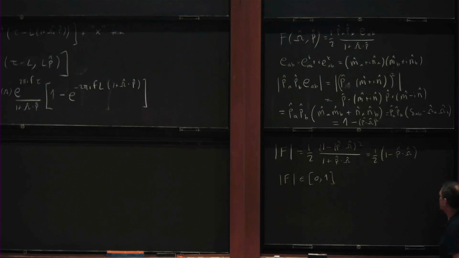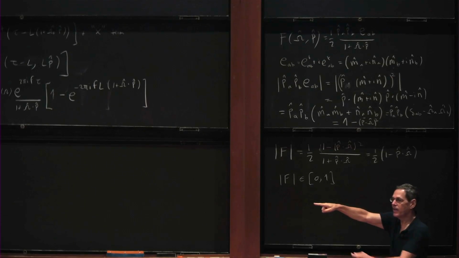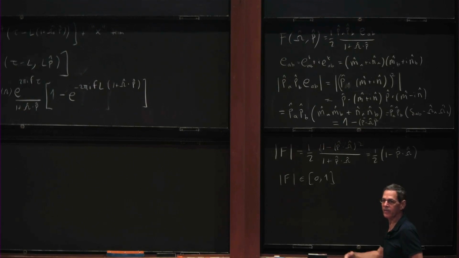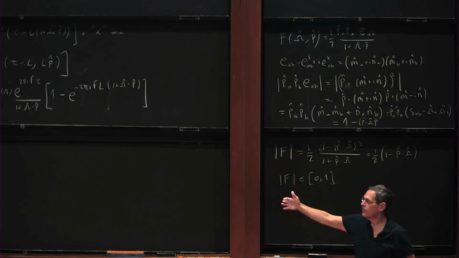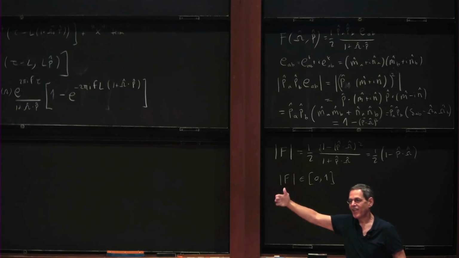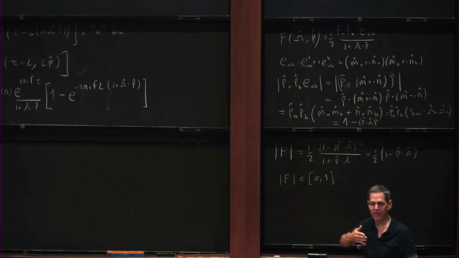When is this maximum and when is it minimum? Well, this quantity is maximum when p hat dot omega hat is -1. So that means when the direction to the pulsar is opposite the direction that the wave is traveling. So that's the surfing case, right? That's the case where as the pulse travels from the pulsar to us, it's staying always on the same phase of the wave that's traveling with us.